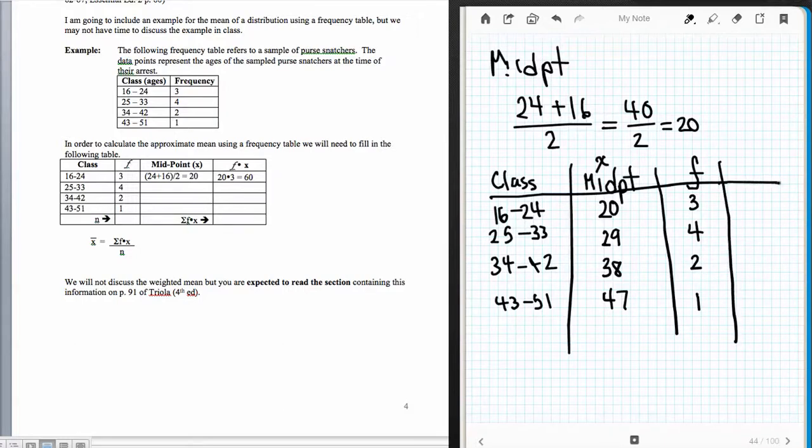And then the next thing I'm going to do is multiply these together, x times f. So this is going to look like f times x. I'm going to put them in that order. So 3 times 20, which is 60, and 29 times 4.